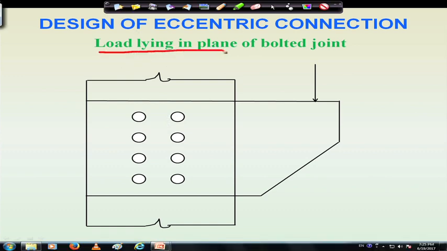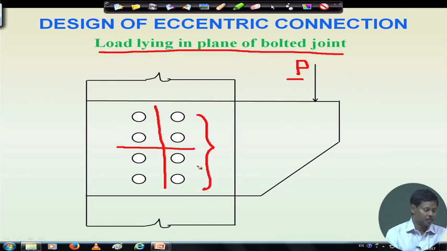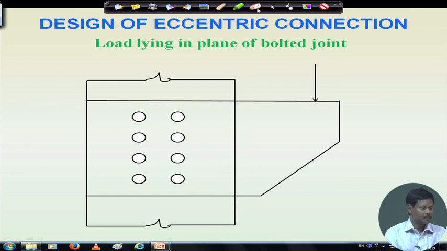So, if we see here, for this case we will consider load lying in the plane of the bolted joint. Say, for example, we have given 4 bolts in each line and the total number of bolts is 8, right. With this, if we have a value of P here, then whether this is safe or not, we can find out from the earlier lecture. But if we have the value of P, then what will be the number of bolts, whether it is 4 or 3 or 8, how do we decide, that we will try to discuss. First we will discuss the design procedure, then we will go through one example, so that we will be able to understand.